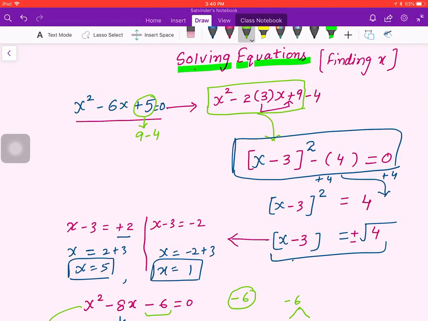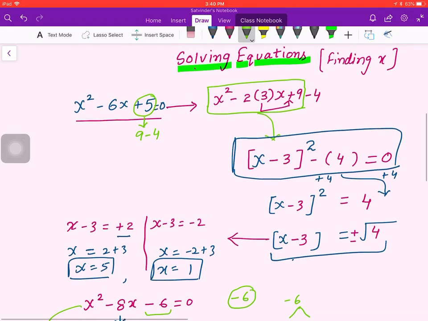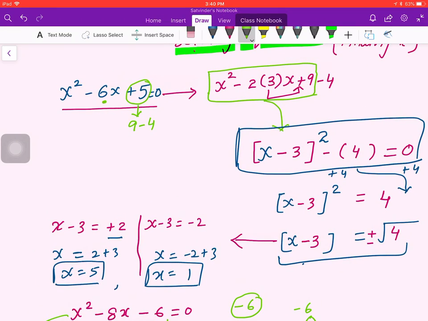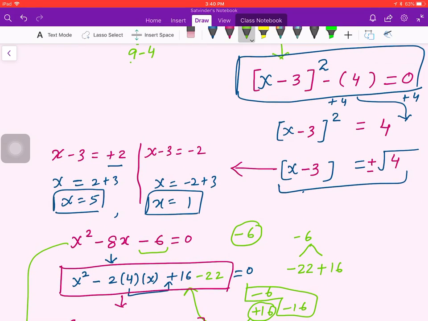Then we solve the equations, meaning finding x. So you can see very clearly what we have done here. So x square minus 6x plus 5, I discussed with you how to rewrite plus 5 as 9 minus 4. Why 9? Because half of 6 is 3, and 3 square is 9. So that's it: x minus 3 whole square minus 4. Now you add 4 on both sides. Now you take the square root, positive and negative. Then you solve two cases. Case 1 when you take the positive value, and case 2 when you take the negative value. So you got your values.